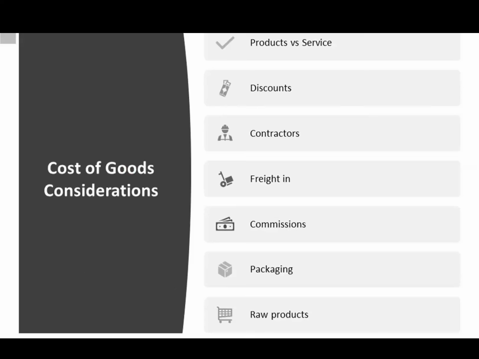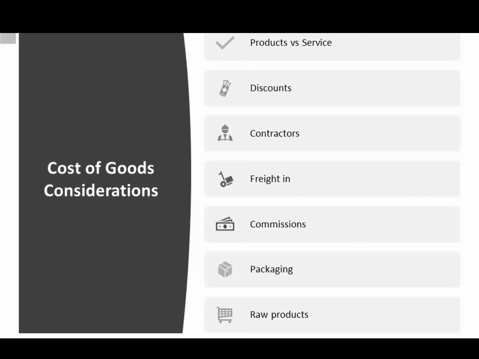It could be the raw products if you're a manufacturer, the products that you're buying in order to sell. That is cost of goods. Now, other things that factor into the cost of goods are things like discounts. If you have a discount with a vendor that you're buying from, that would be recognized as an offset against cost of goods, and so you put it in as cost of goods.